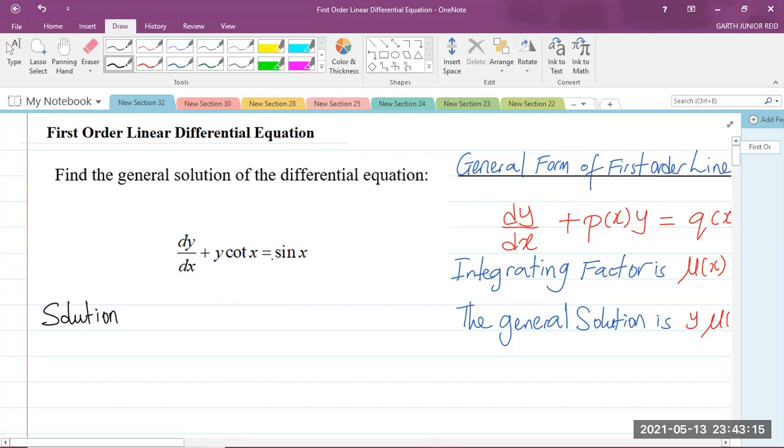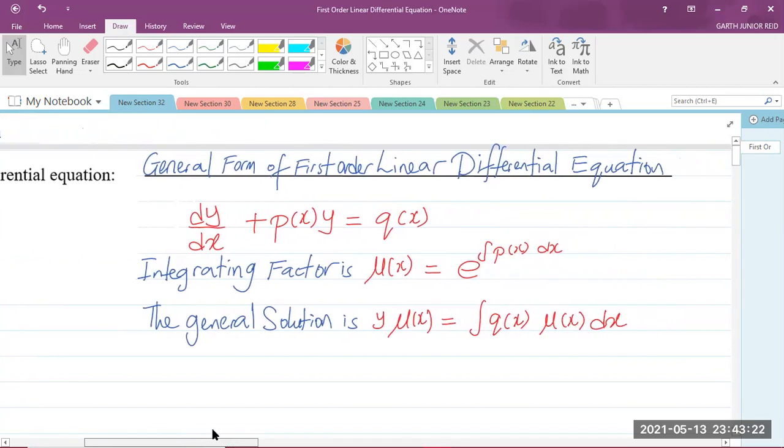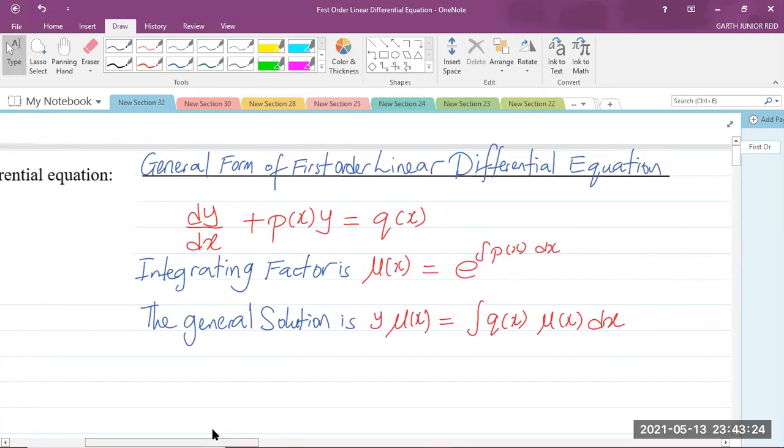Now, let me just remind you about the general form of a linear differential equation, to be exact. The general form is that if you have dy by dx plus p of x times y equals q of x, that is the general form of a first order linear differential equation.